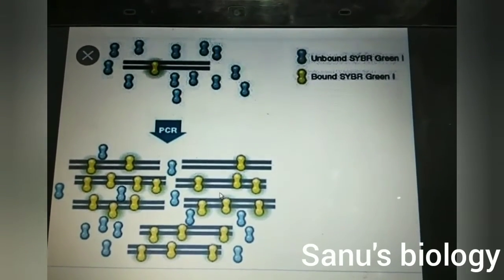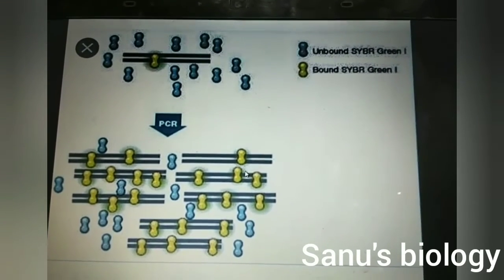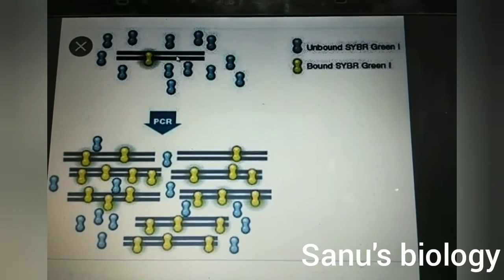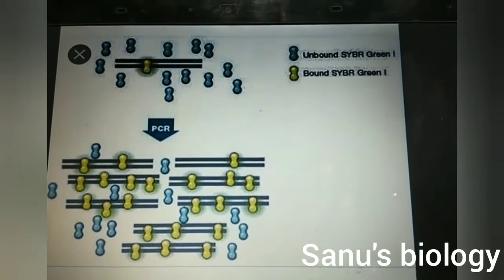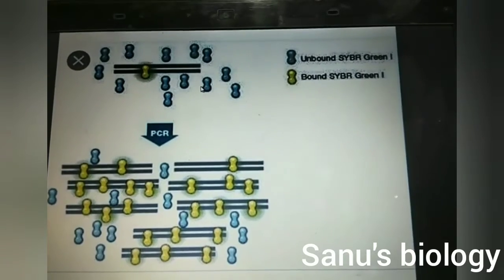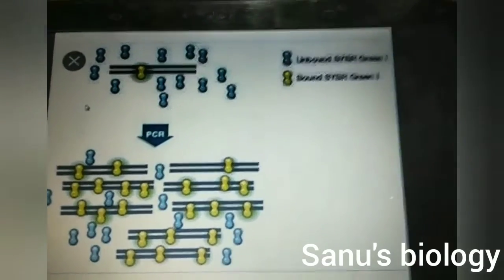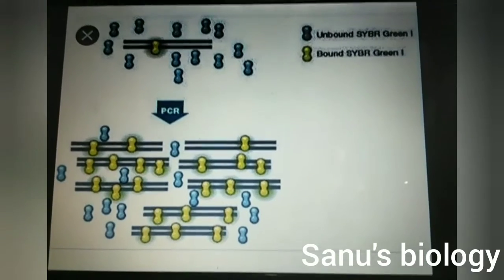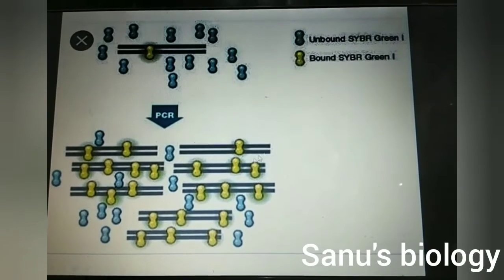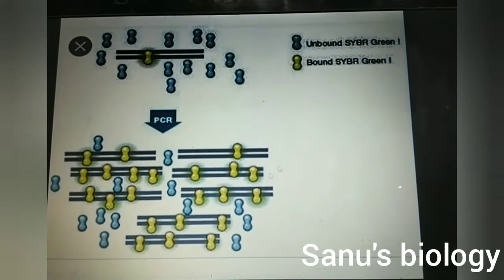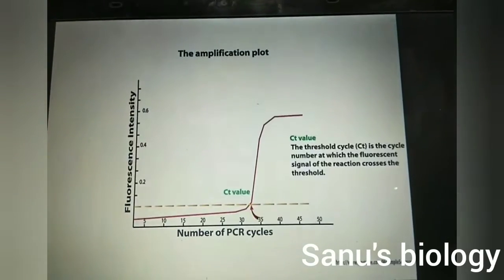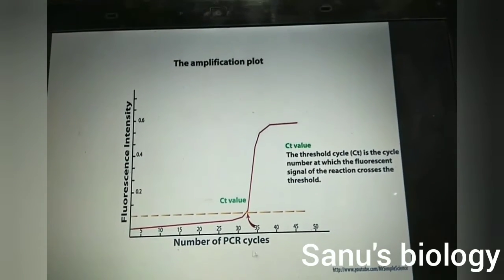This SYBR Green generally binds to the minor groove of the DNA segment. When the DNA segments get separated, there is no minor groove. So this blue color of SYBR Green here in the diagram is not bound with the strand of DNA. When the DNA becomes double stranded and gets amplified, the SYBR Green binds, and this binding makes it glow, and as we observe the result, there is fluorescence.